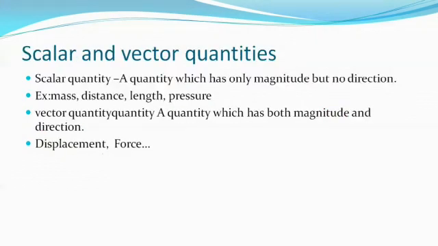And the last topic which we have learnt is scalar quantities and vector quantities. A scalar quantity is a quantity which has only magnitude but no direction. A vector quantity has both magnitude and direction.